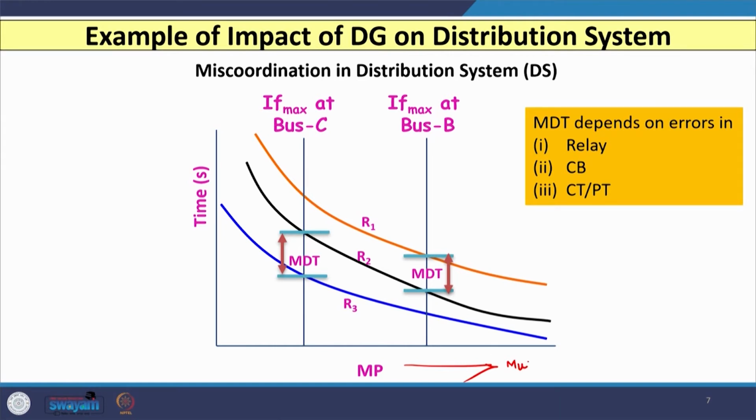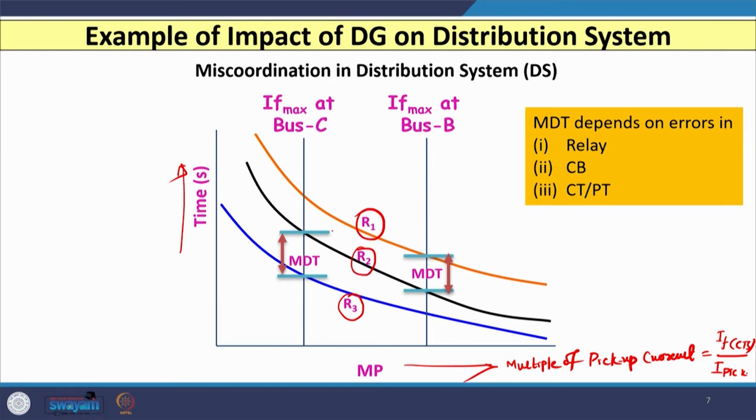So, this is nothing but the multiple of pickup currents, or MP, which is fault current referred to CT secondary divided by relay pickup current or plug setting of the relay. And if I consider the time in seconds on the y axis, then we can plot the characteristic of relay R3, relay R2 and relay R1 like this, right.